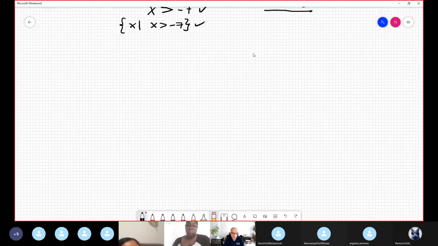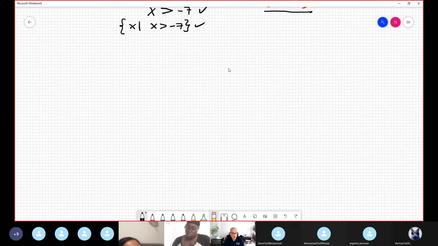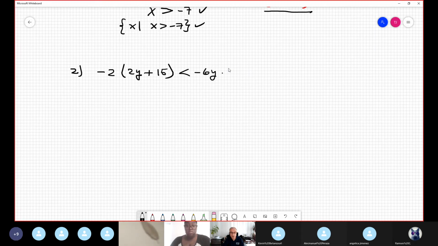Let's do another. Number 2: minus 2 parentheses 2y plus 15 less than minus 6y minus 14. Okay, the manipulation is similar to the equation. You see parentheses, you apply the distributive property, okay?